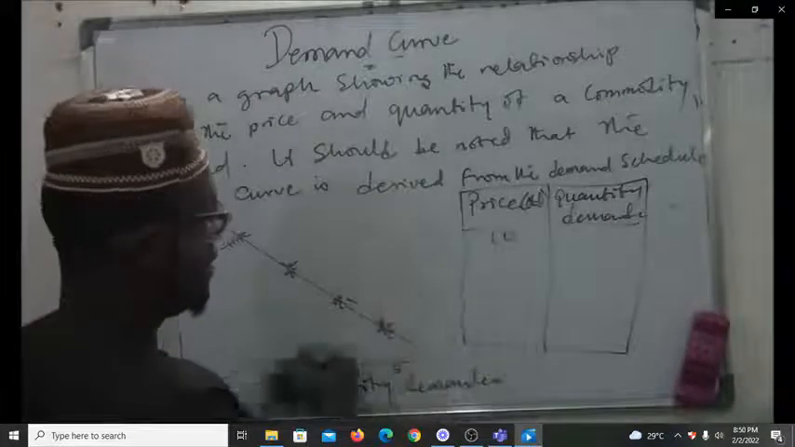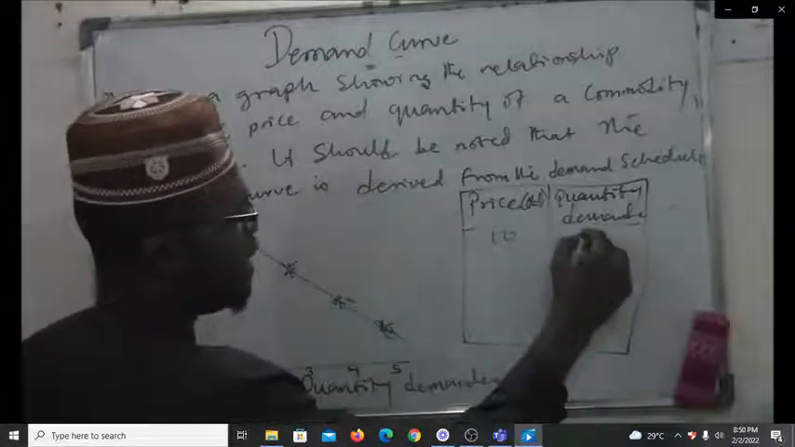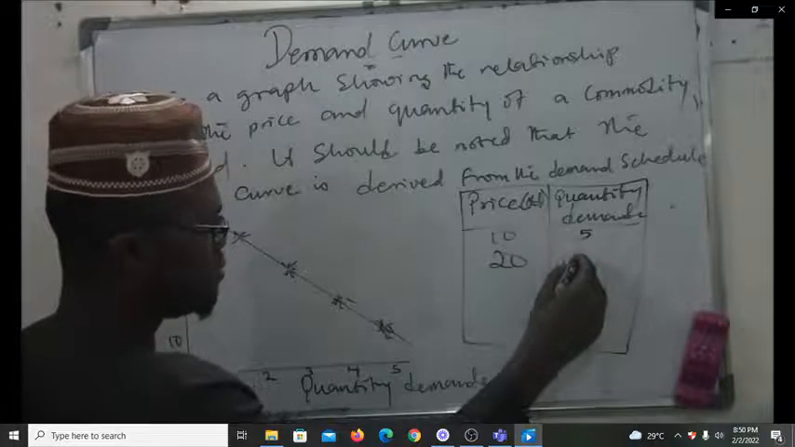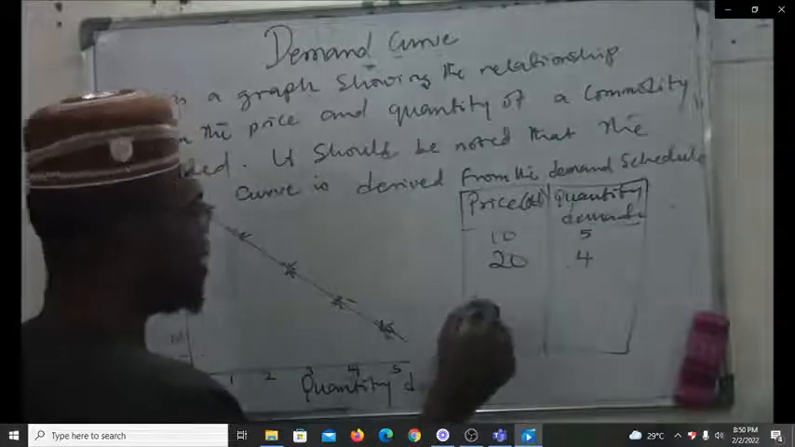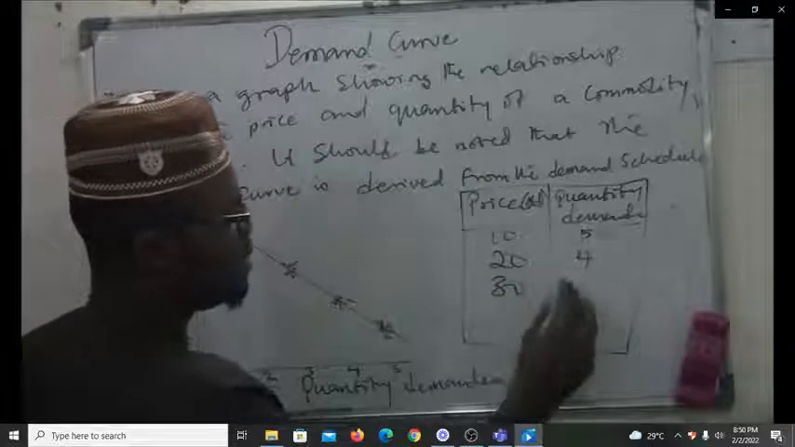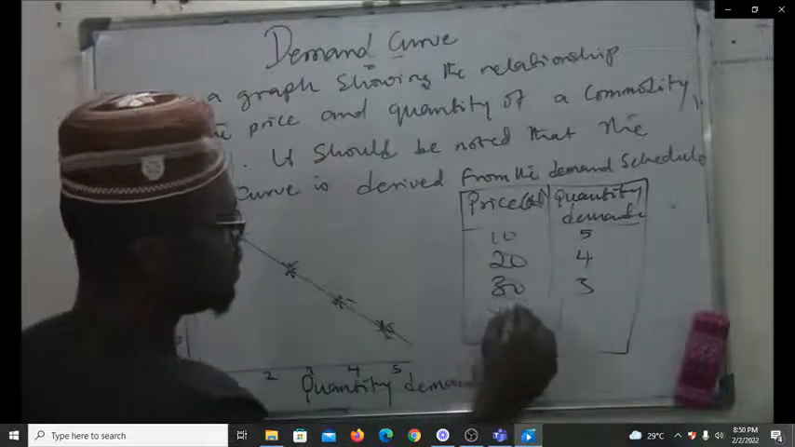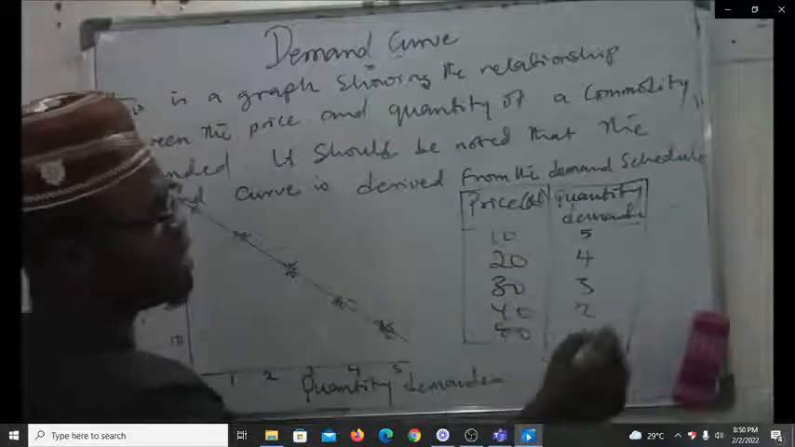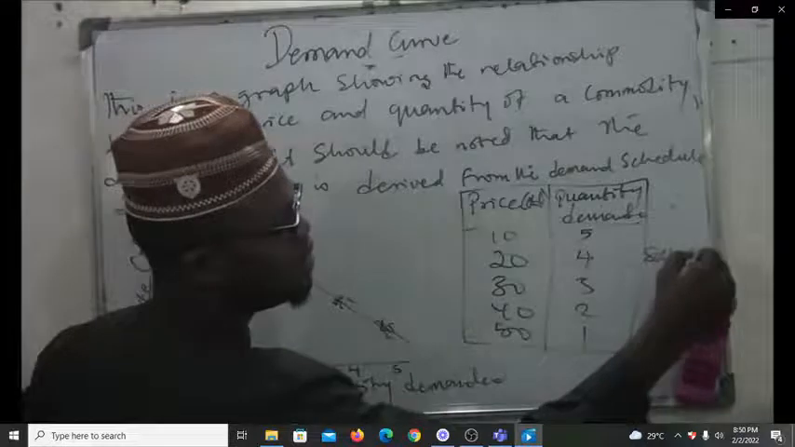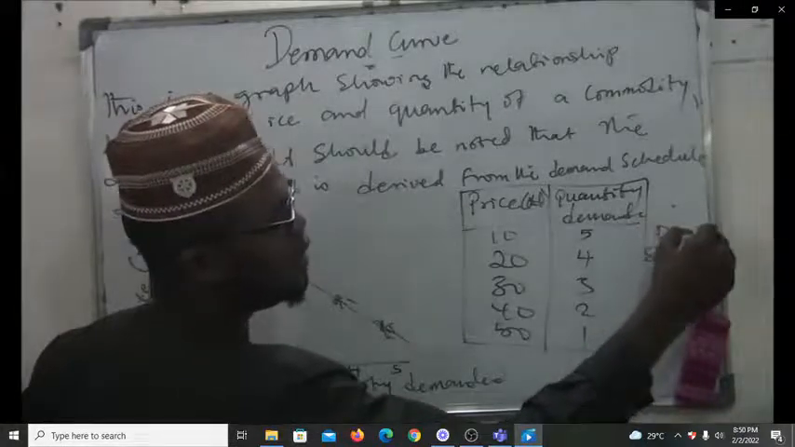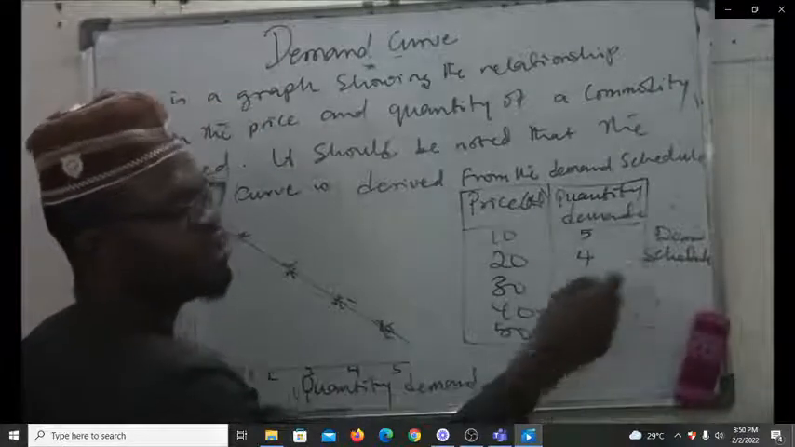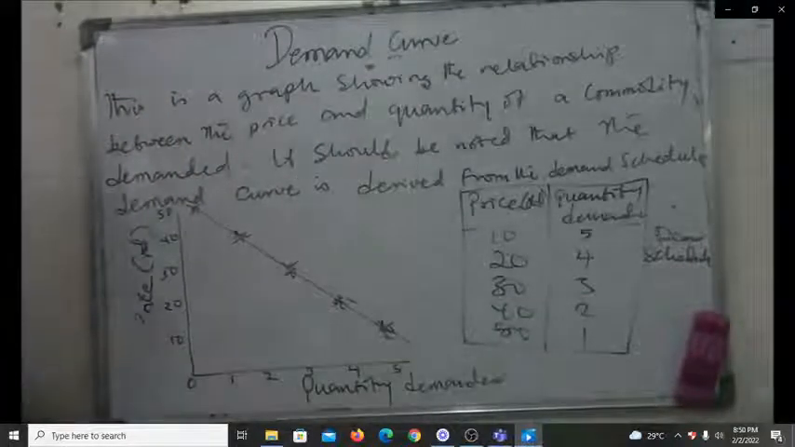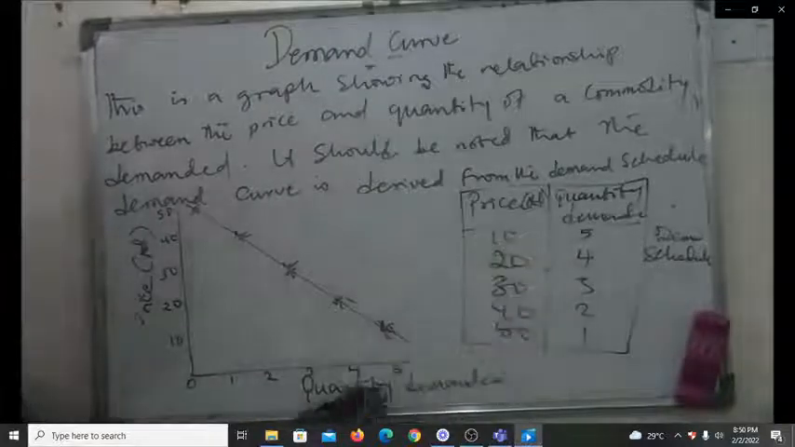So let's say at a price of 10 Naira, the quantity demanded is 5. When the price increases to 20, what will the quantity do? Will it increase or decrease? Decrease. It will decrease to 4. When the price is 30, this is 3. When it is 40, it is 2. When it is 50, it is 1. So this is the demand schedule. The table is the demand schedule, whereas the graph is the demand curve. Now, you can plot this table to be here.